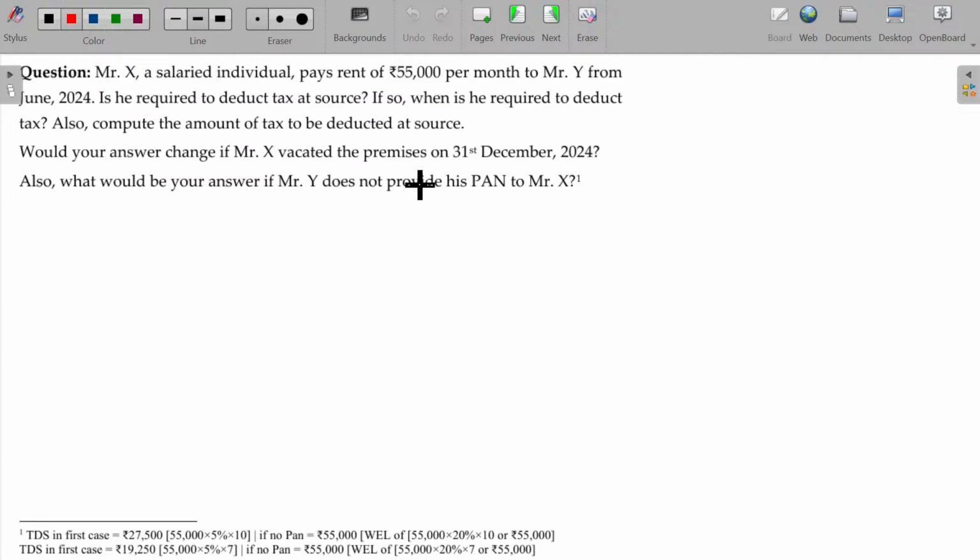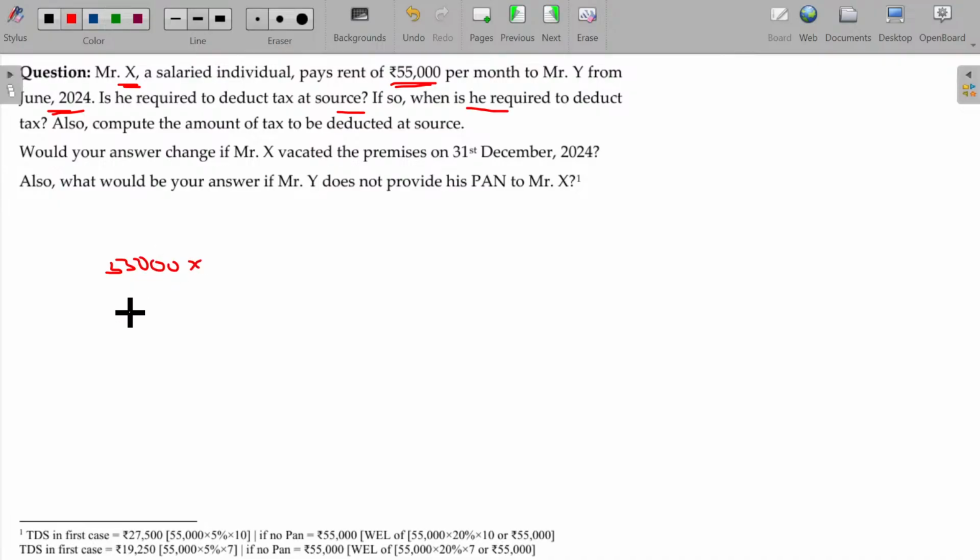To make you understand, we now discuss this illustration. Mr. X, a salaried individual, pays rent of rupees 55,000 per month to Mr. M from June 24. Is he required to deduct the tax at source? If so, when is he required to deduct the tax? Okay, 55,000 per month, definitely he has to deduct because it is more than 50,000.